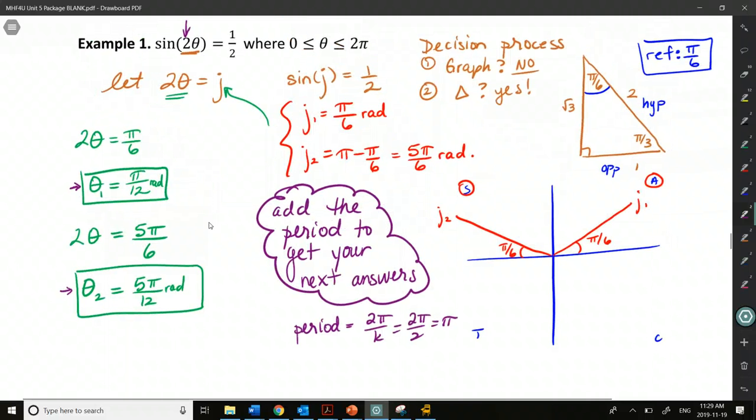Okay? I know that there's no more than theta 3 and theta 4, or actually let me ask you that. If I didn't have the graph, how do I know that there's going to be only 4 thetas that will fit within 0 to 2 pi? 4 answers.